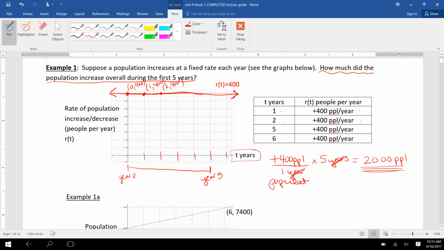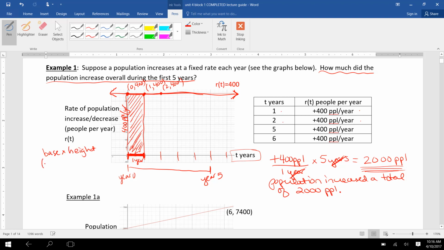What that number is telling me is that during the first 5 years, the population increased a total of 2,000 people. Another way to think about it on the graph here, you go from year 0 over to year 1. During that time, you've added 400 people to the population. On the graph here, notice you could think about that visually by saying along the horizontal is 1 year that's passed, and along the vertical is 400 people per year.